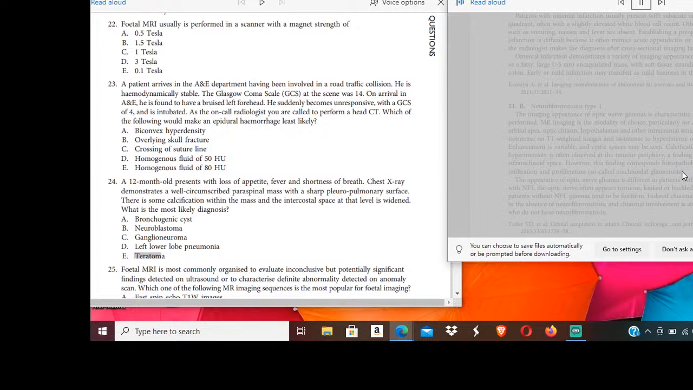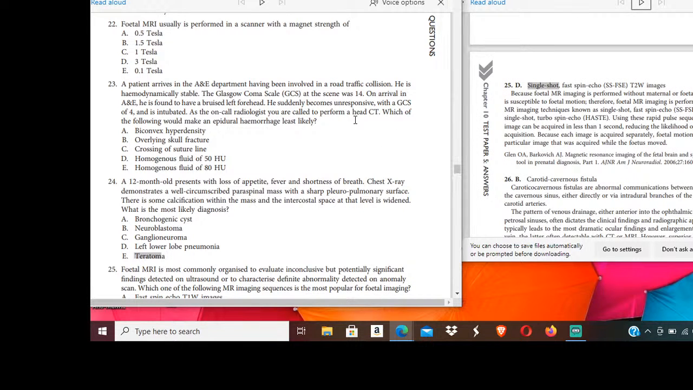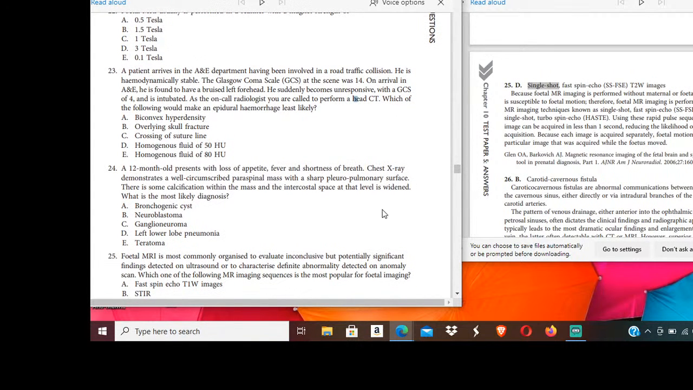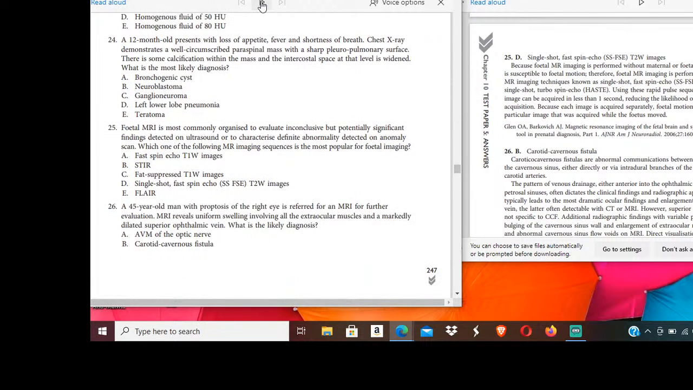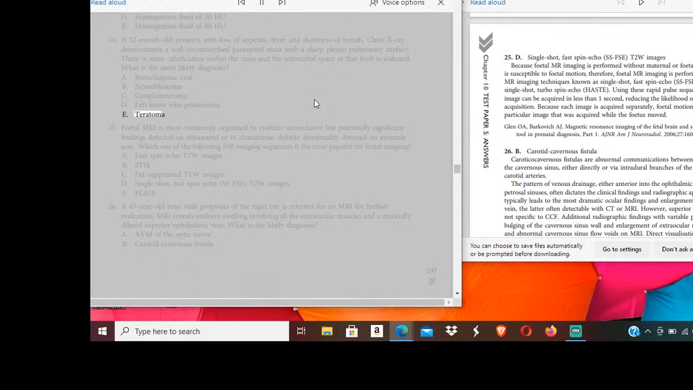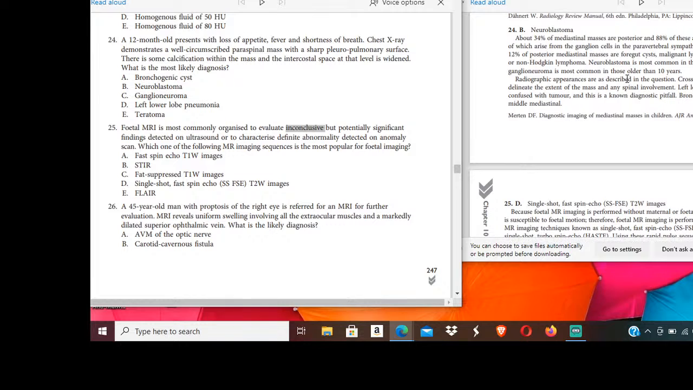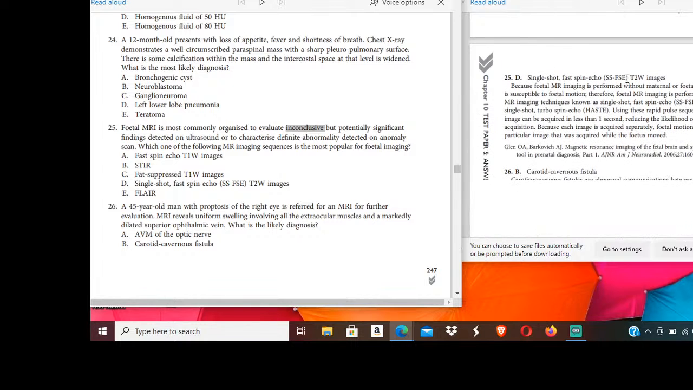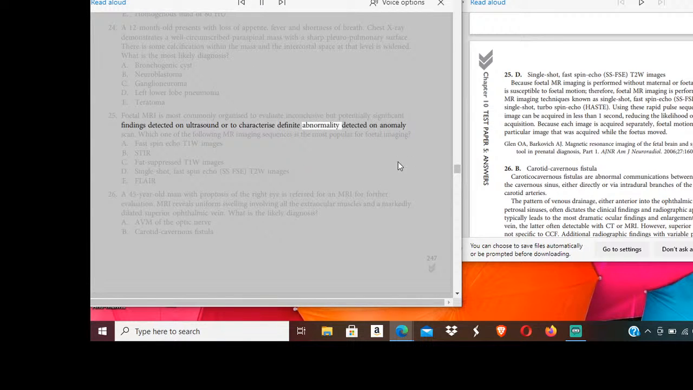Chapter 10. Test paper 5, answers. 25. D. Single shot. Teratoma. 25. Fetal MRI is most commonly organized to evaluate inconclusive but potentially significant findings detected on ultrasound or to characterize definite abnormality detected on anomaly scan.